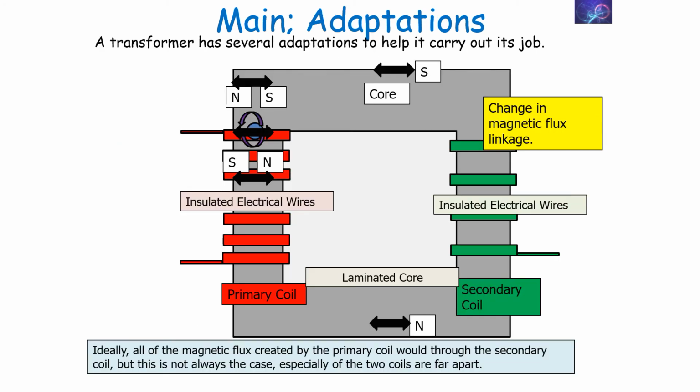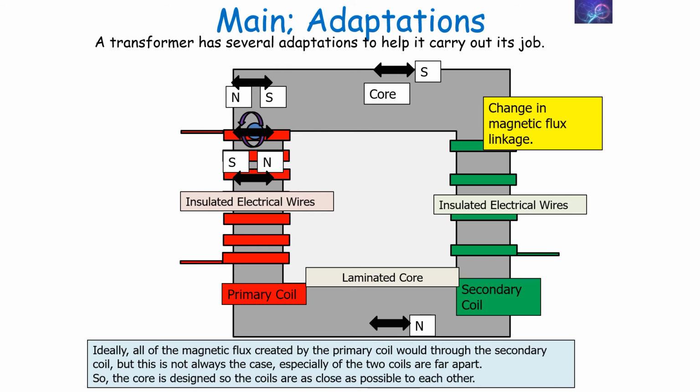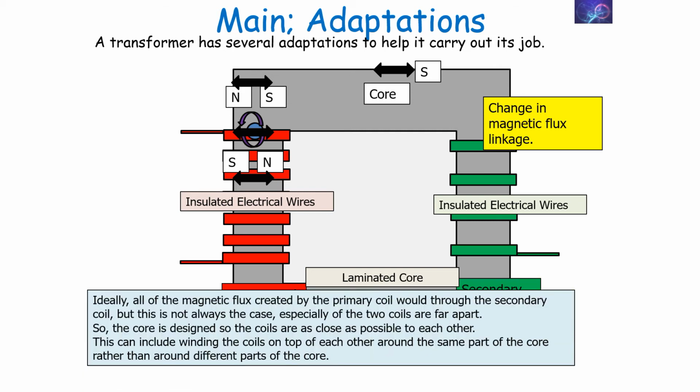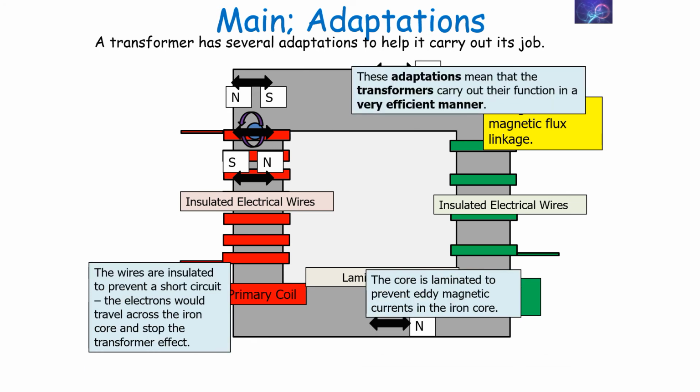Now, ideally, all of the magnetic flux created by the primary coil will be going through the secondary coil. However, that's not always the case, especially if the two coils are far apart. So the core is designed so the coils are as close together as possible. Now, this can include winding the coils on top of each other around the same part of the core rather than being in different parts of the core. Now, these adaptations mean that the transformer carries out its function in a very efficient manner.